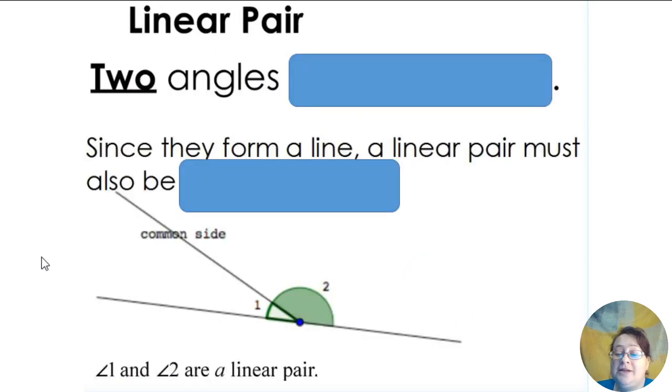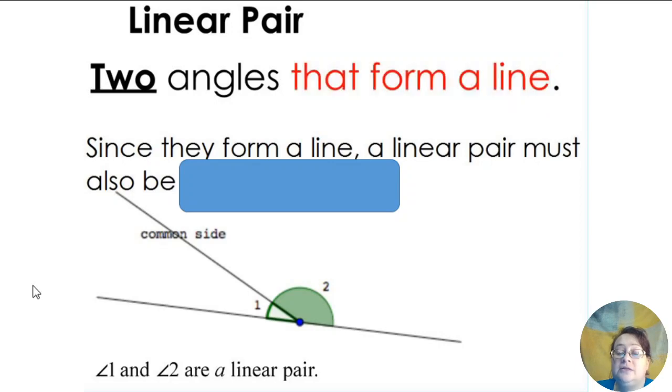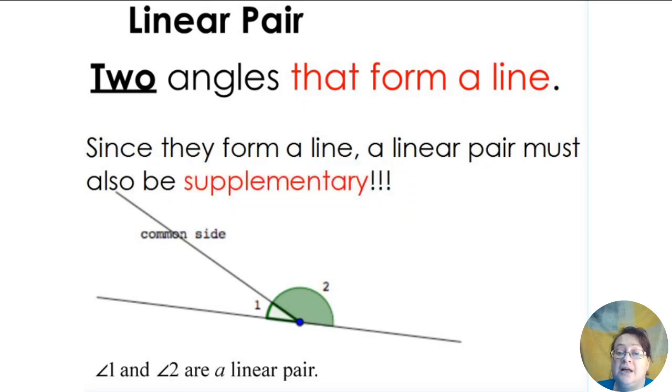The next type we need to talk about is a linear pair. A linear pair are two angles that form a line. Since they form a line, a linear pair must also be supplementary. So they are going to add up to 180 degrees. A linear pair shares a common side. So basically, they're supplementary angles that have already been pasted together. So here, angle 1 and angle 2 are a linear pair.